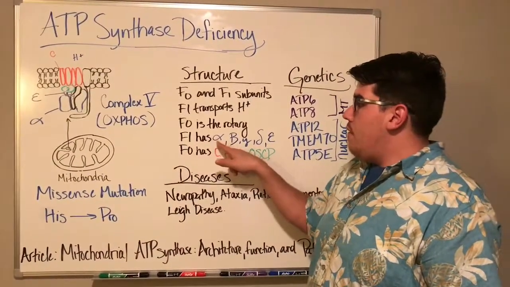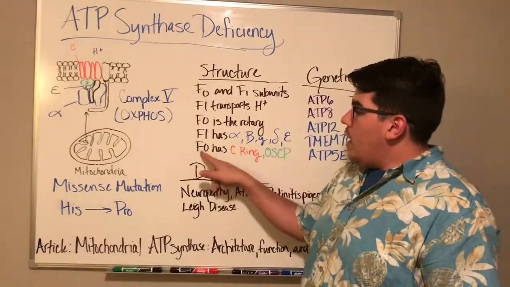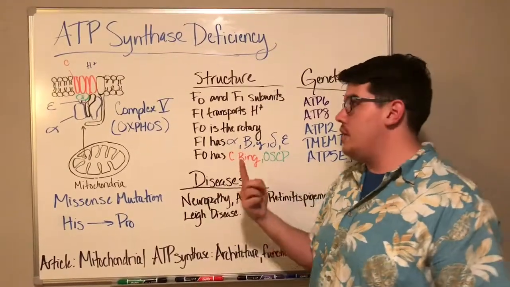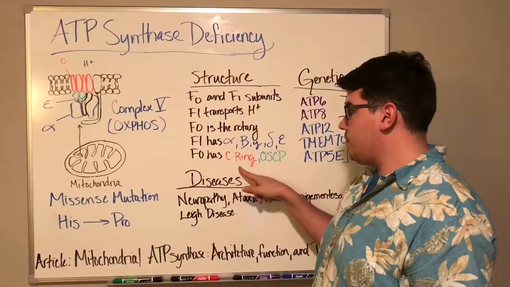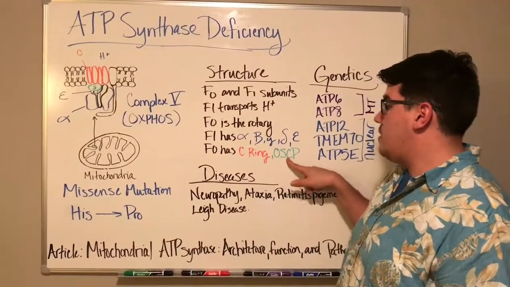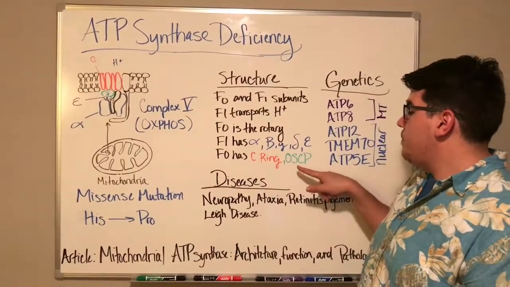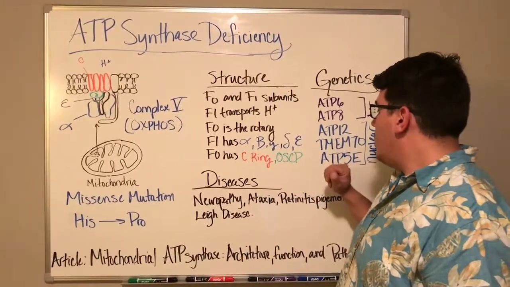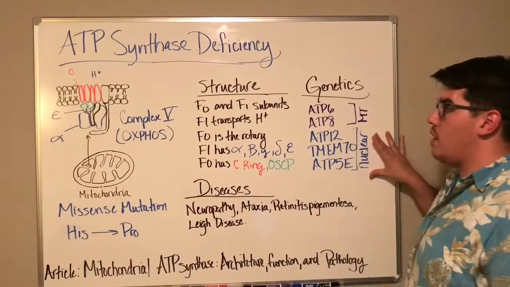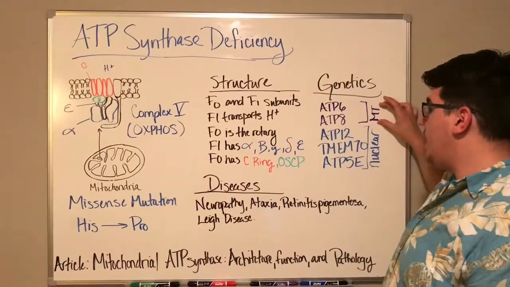F1 has the alpha, beta, gamma, delta, and epsilon subunits, and the F0 has the C ring, which I was telling you that rotates. I'm sorry, not the C ring that rotates. This is actually the channel, and the OSCP. This is the oligomycin-sensitivity conferral protein.